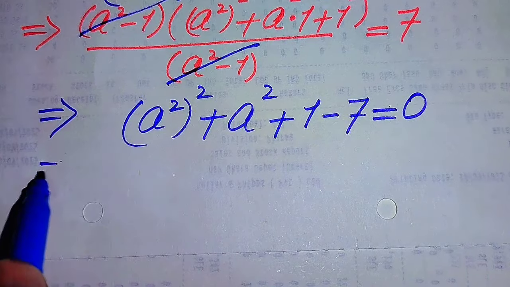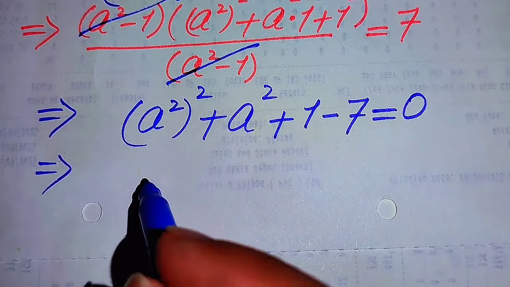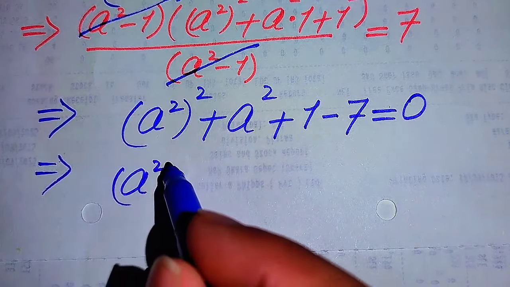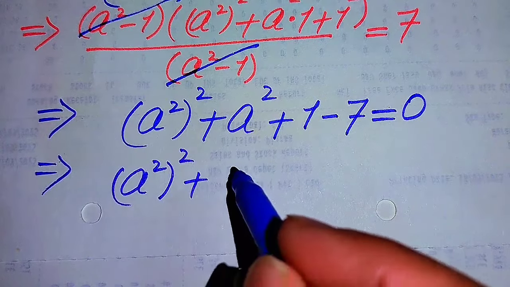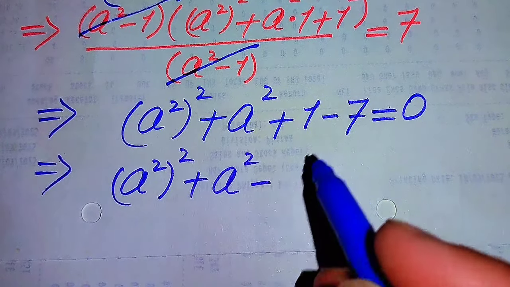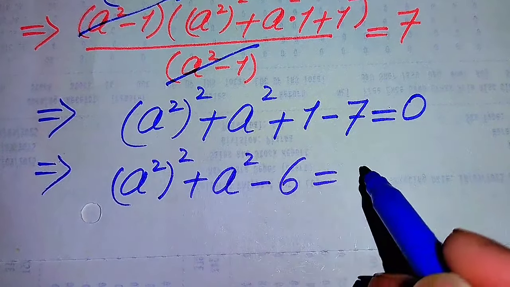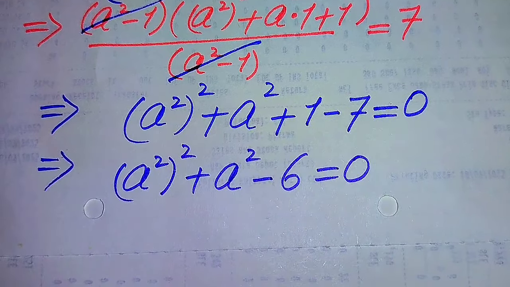Now, in the next step, we first need to simplify the terms. We have a squared whole squared plus a squared, and 1 minus 7 becomes minus 6, and this whole equation equals 0.